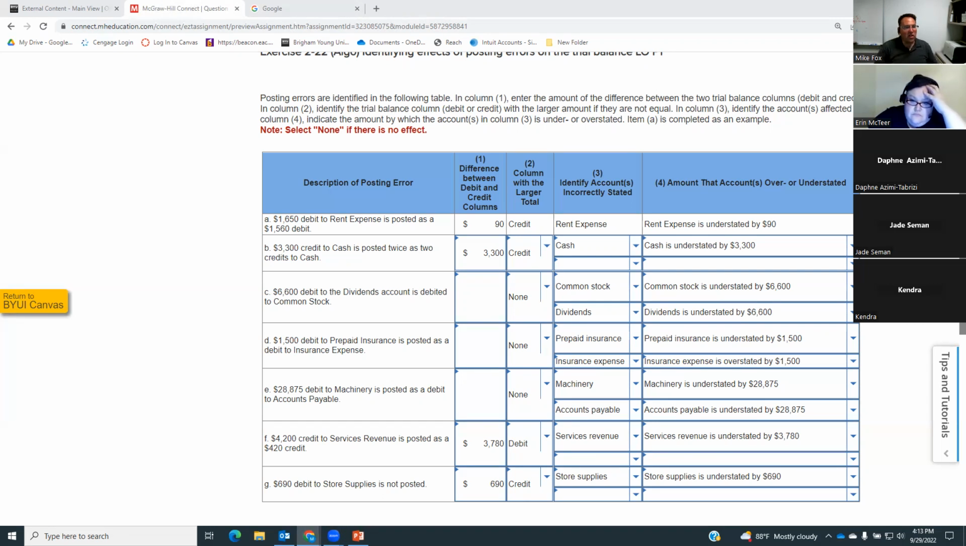Yeah, well, it's asking what is the difference between the debit and credit columns? That's the first question they're asking us, right? Let me just read it. A $3,300 credit to cash is posted twice as 2 credits to cash. So the difference between the debit and credit column, if the accounts are incorrectly stated. Yeah, that is a little confusing.